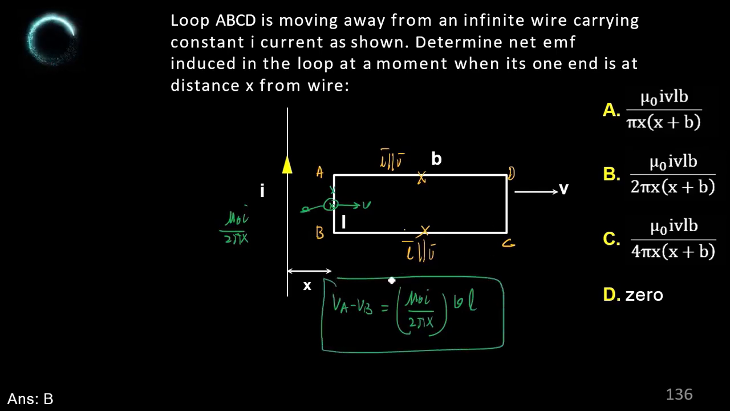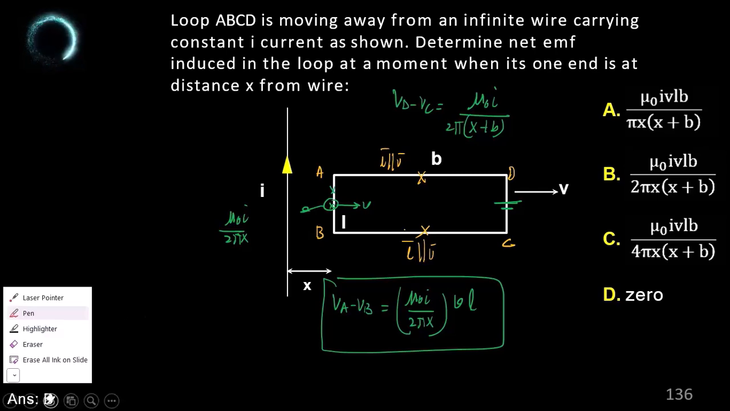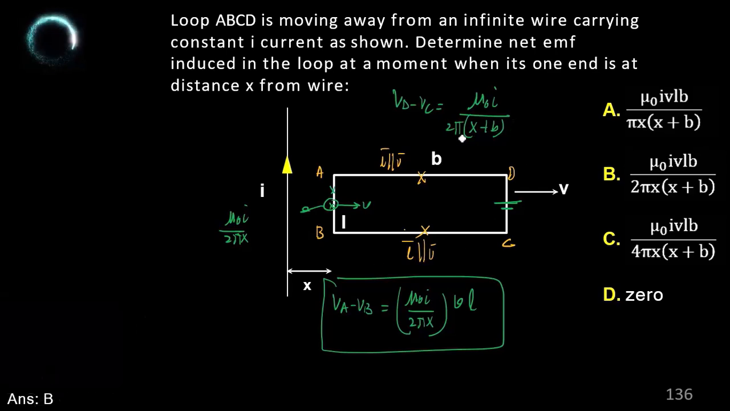Similarly, the potential difference between D and C. There is again the same type of battery. Again, VD minus VC should be equal to BVL. Now, what is B? B should be equal to mu naught I by 2 pi into x plus b, not x plus L, x plus b, because the DC wire is at a distance of x plus b from this current carrying wire. So mu naught I by 2 pi (x plus b) into V into L. That is the potential difference.